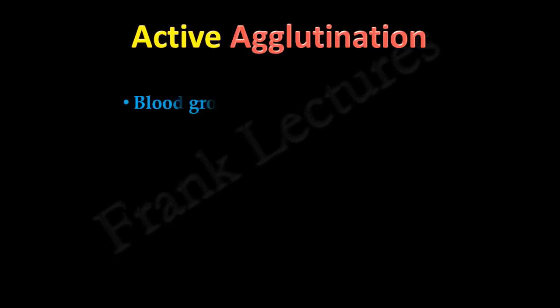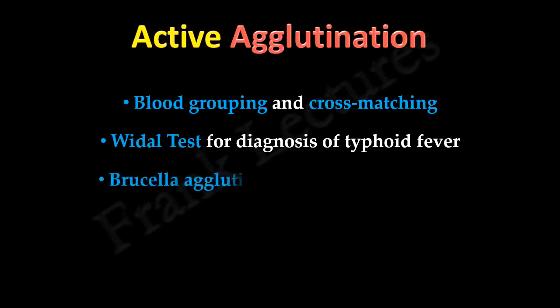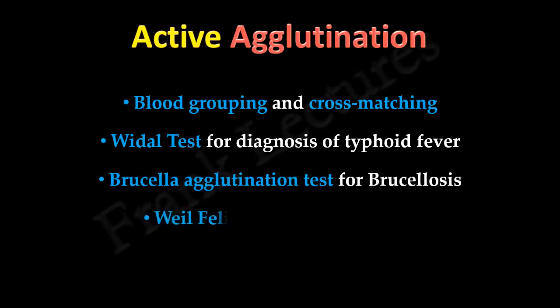Active agglutination tests are also used for blood grouping and cross-matching before blood transfusion. Other examples of application of active agglutination in diagnostic immunology are Widal or Vidal test for diagnosis of typhoid fever, Brucella agglutination test for brucellosis, and Weil-Felix test for rickettsiosis.